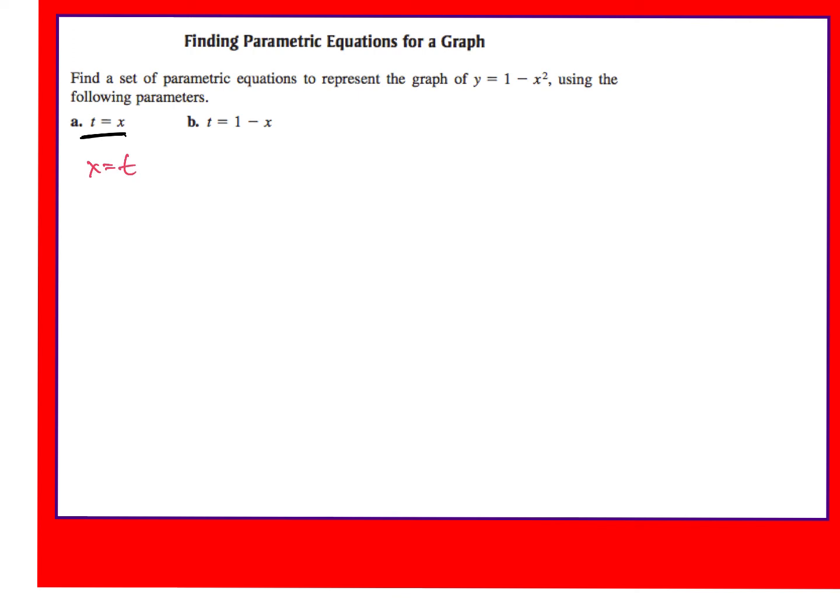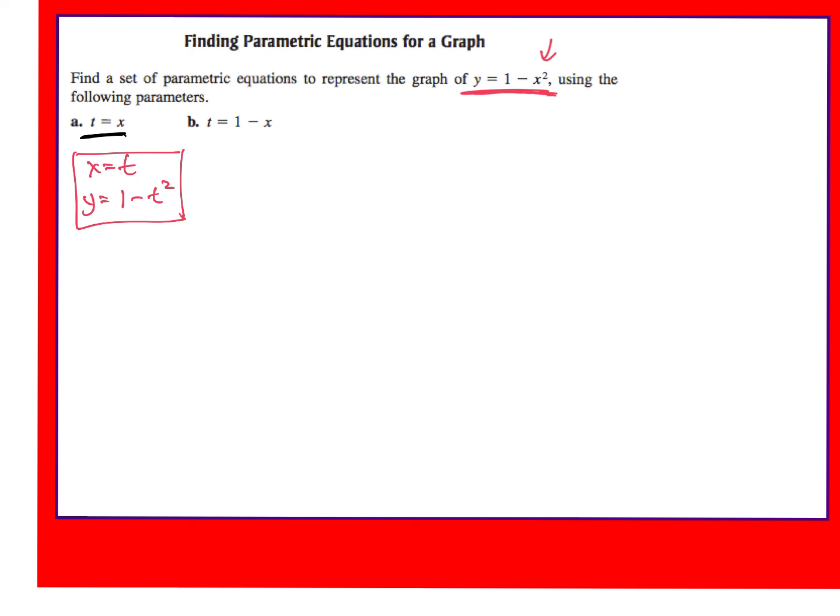Very nice. All right. So now that I know x is equal to t, I'm going to take this equation and I'm going to substitute in what? T for x. So now y is equal to 1 minus t squared. And we're done. All right. Pretty hard? All right, let's do it again.